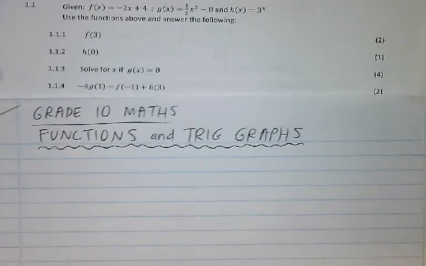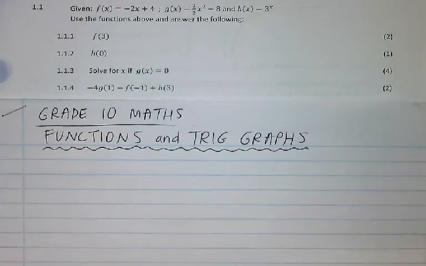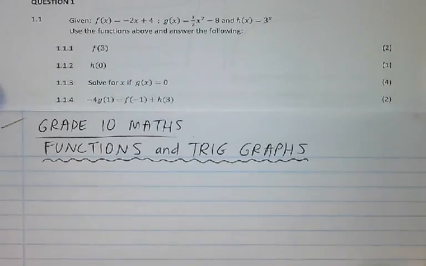We're starting off early days with some function notation kind of questions, and it starts off with 1.1 that says the following. Given f(x) is negative 2x plus 4, g(x) is a half x squared minus 8, and h(x) is 3 to the power x, use the functions above and answer the following.